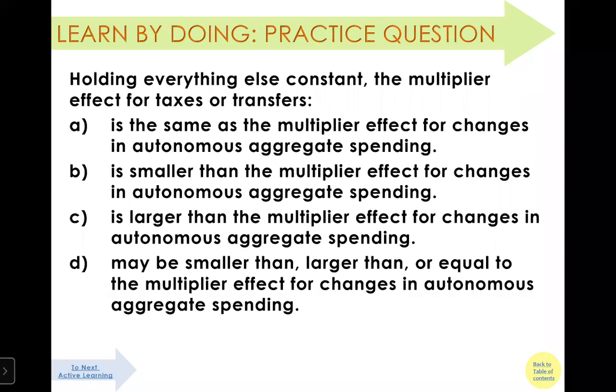Now let's look at this practice question. Holding everything else constant, the multiplier effect for taxes or transfers: A, is the same as the multiplier effect for changes in autonomous aggregate spending. And B, is smaller. All right, so the multiplier for taxes or transfers is the same.